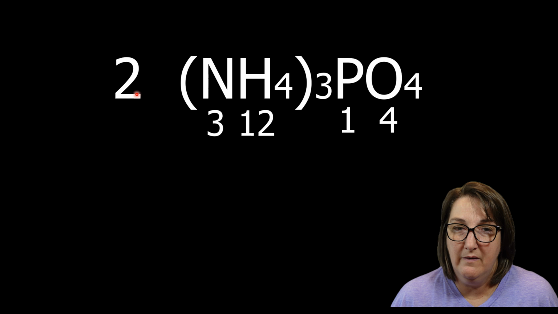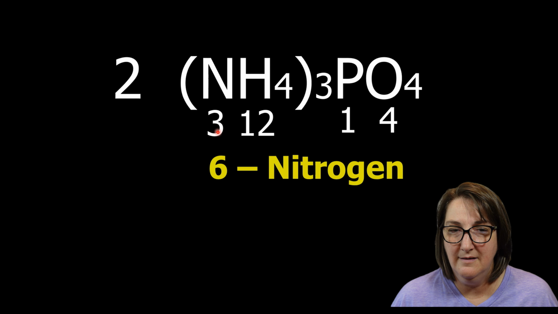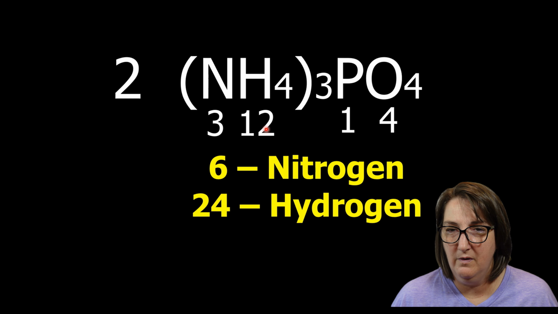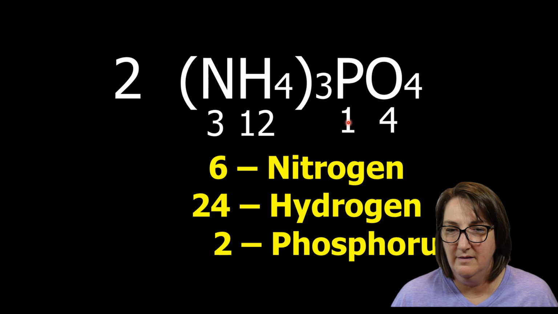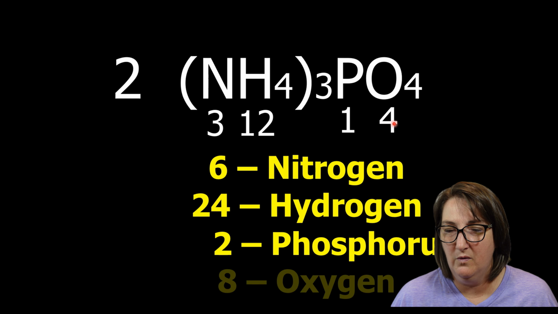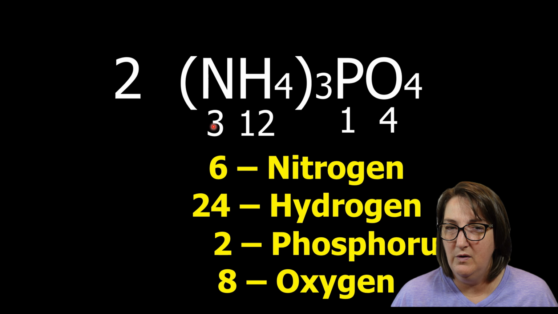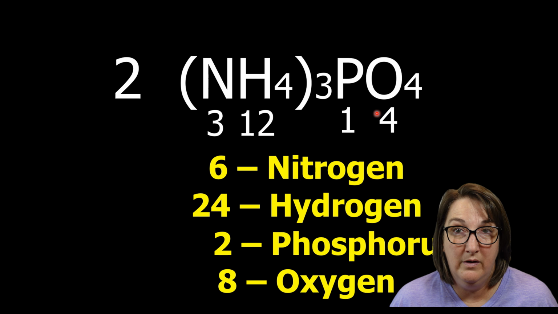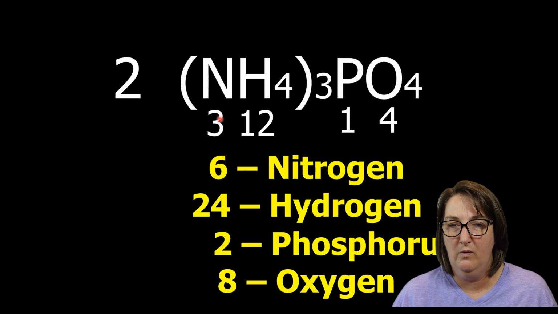So now you just multiply everything by 2. 2 times 3 is 6. 2 times 12 is 24. 2 times 1 is 2. 2 times 4 is 8. So if you want to do this too, you can do that, and that will help you out. Either way, you just figure out what works best for you.